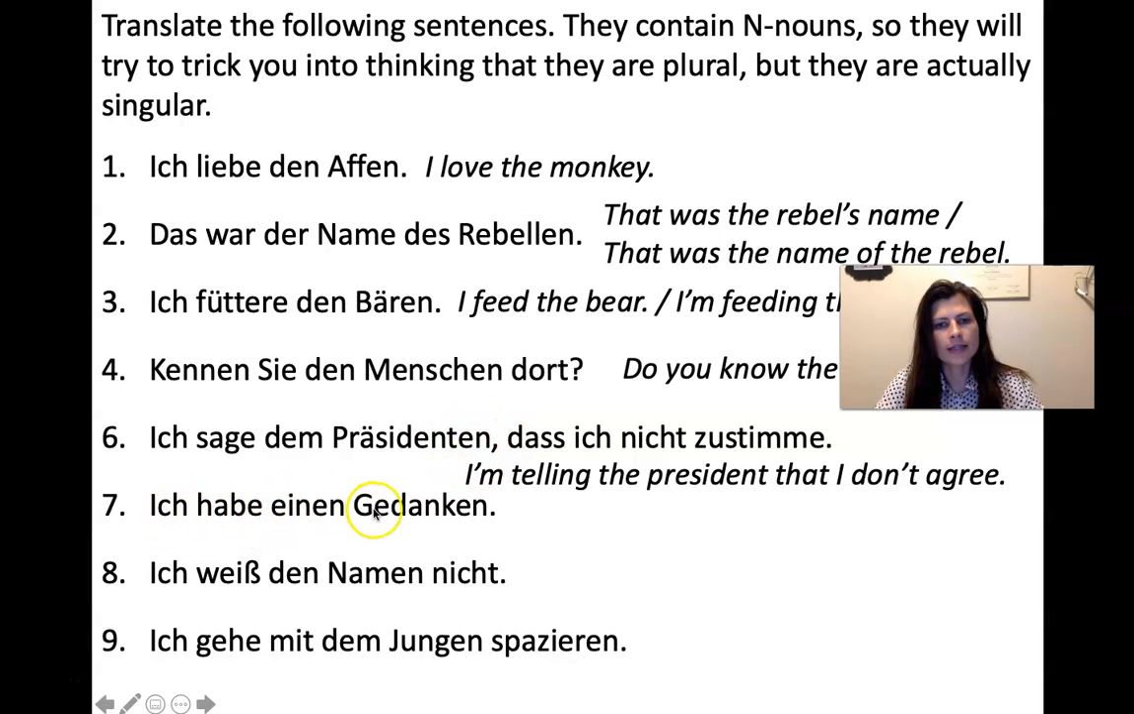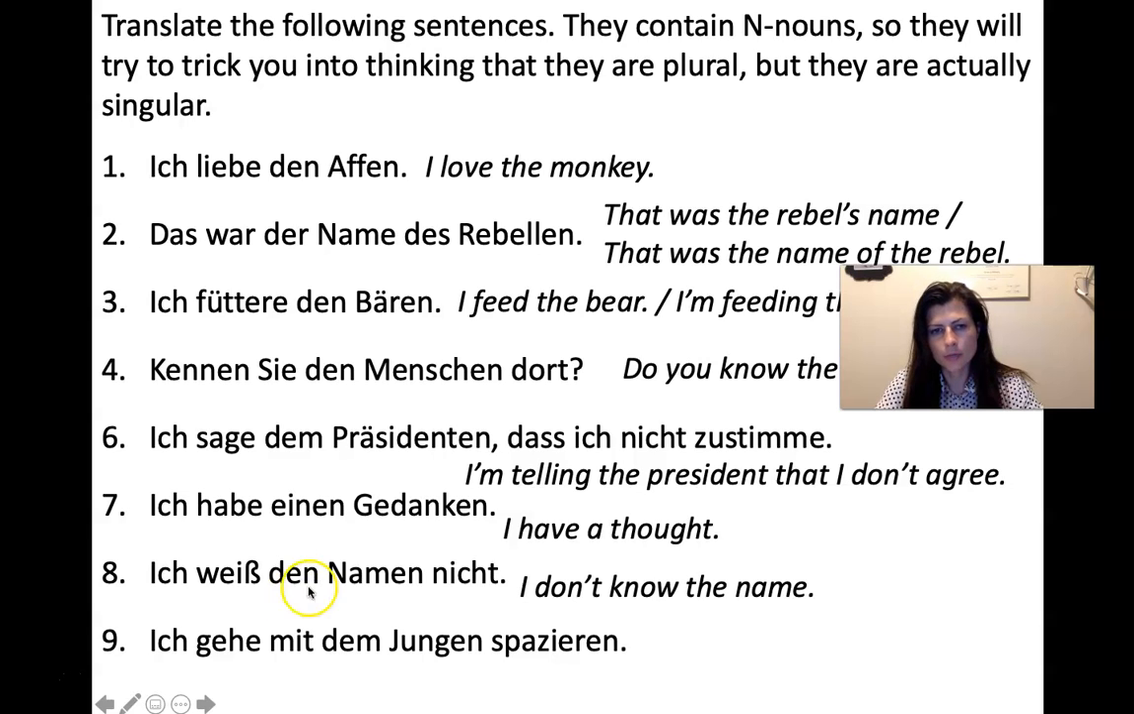Ich habe einen Gedanken. I have a thought. Ich habe einen Gedanken. So you can see that this is the masculine accusative, and normally you wouldn't have that ending on the singular, it would only be the plural, but because it's not in the nominative anymore, it takes that ending anyway. Ich weiß den Namen nicht would be I don't know the name, and we're in the accusative here. I don't know the name.